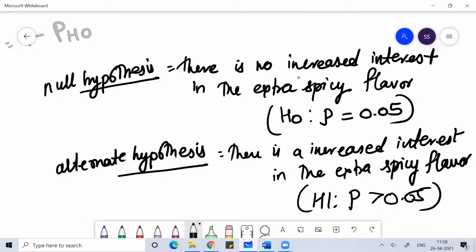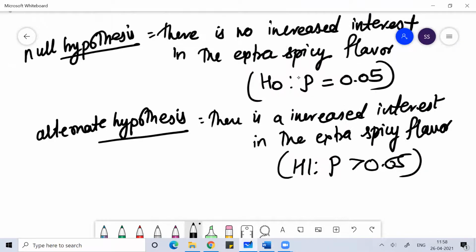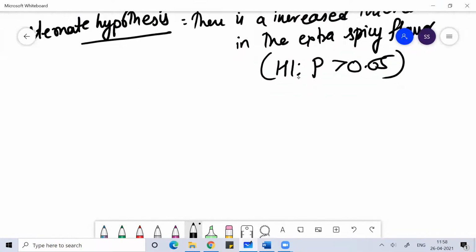Okay, so when we are doing this problem, you know that this is a one tail test. I believe everyone knows that this is a one tail test. Now I'll talk about the calculation.